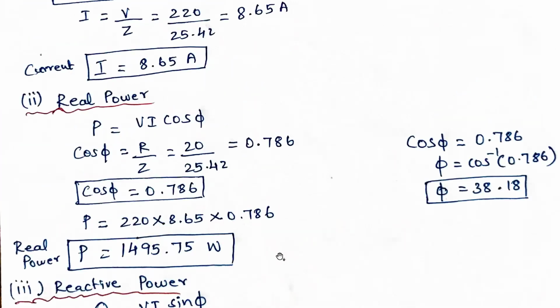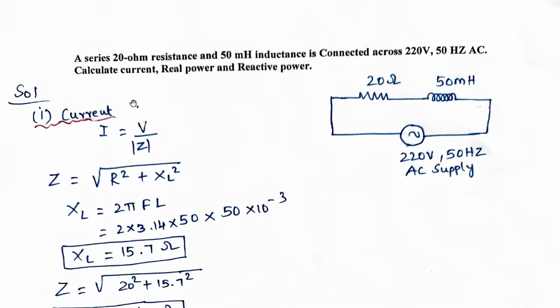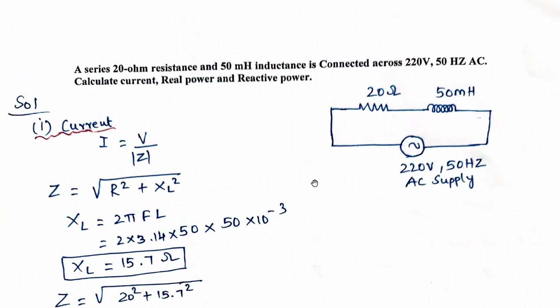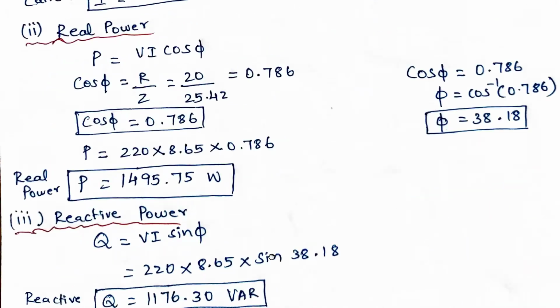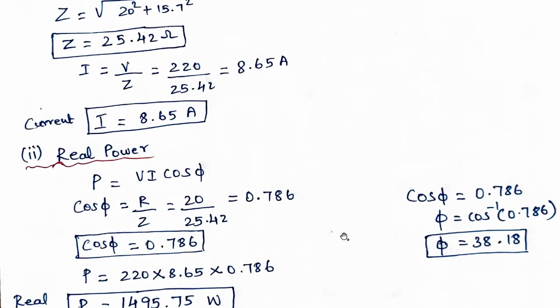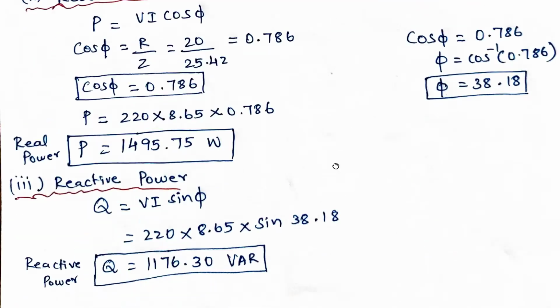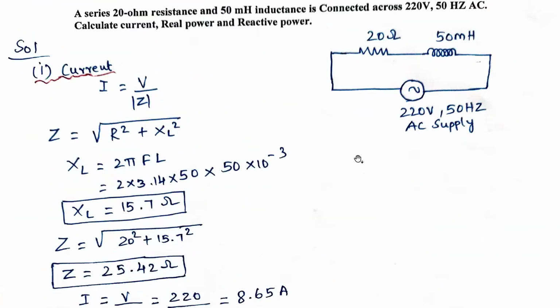So very simple problem, easily you can solve. But here you need to remember the formula. Here inductance came, so it is XL. If capacitance came, it is XC. That's the only difference. The rest are all the same for RC and RL circuits. Next, for RLC it is XL minus XC the whole square. That's all. Z is equal to root of R square plus XL minus XC the whole square. So the rest are all the same. This is the answer for the real power, reactive power, and current.